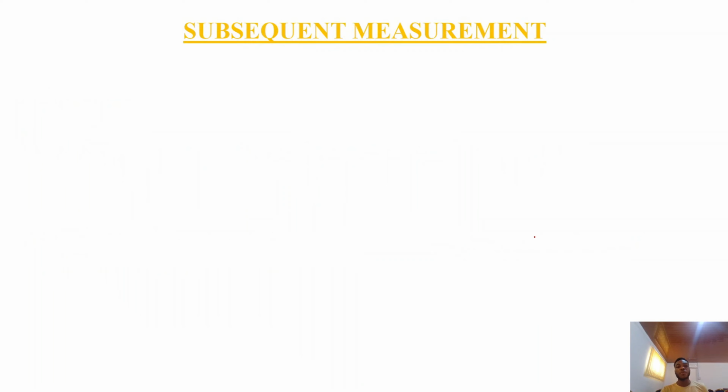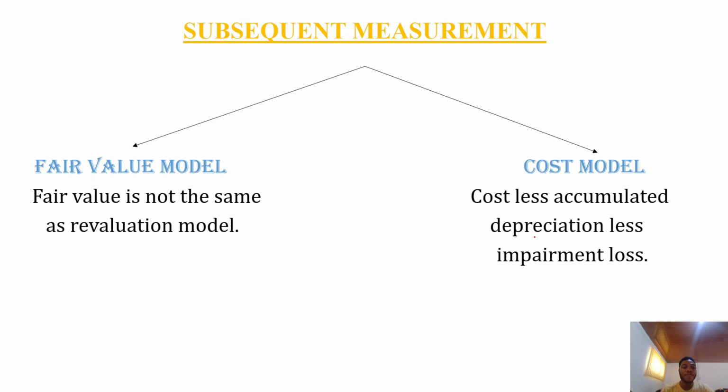Now, when you talk about subsequent measurement, after you've recorded the assets at initial measurement, how do you account for it subsequently? You have to adopt a model, and these models are two. Just like IAS 16 PPE, where we talk about the revaluation and cost model, these models are also two: we have the fair value model and we have the cost model. So after you record the asset at initial measurement, what model can you adopt to make sure that in the subsequent periods, you use that model to account for the value you have to show in your books?